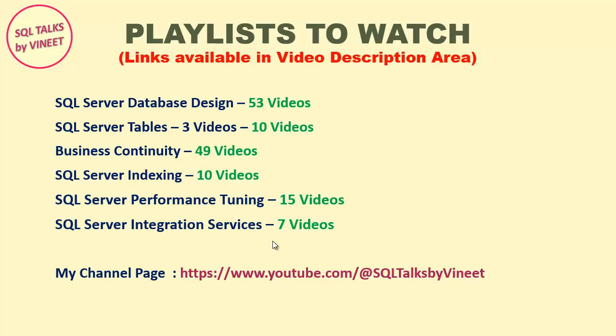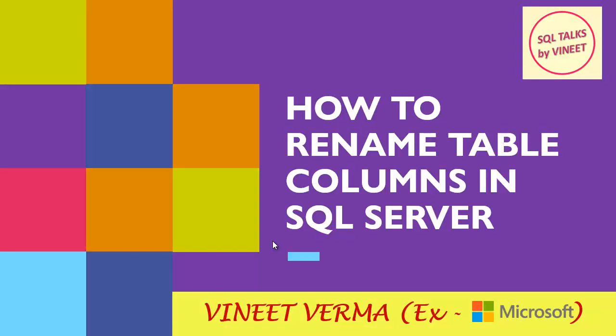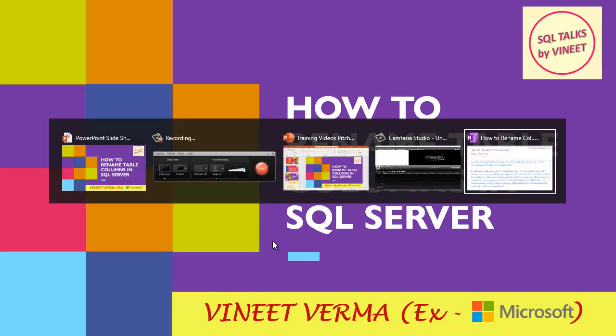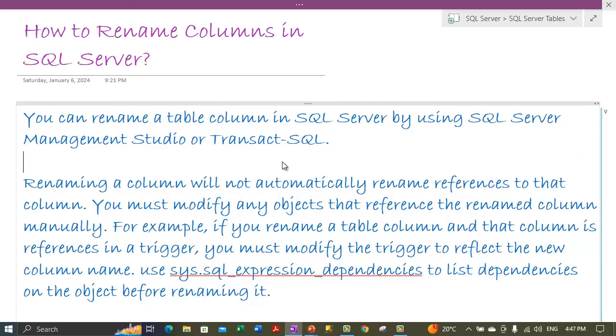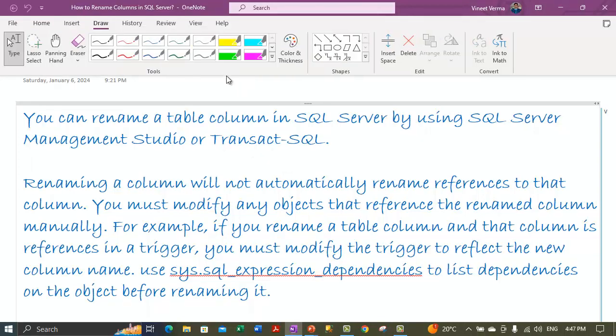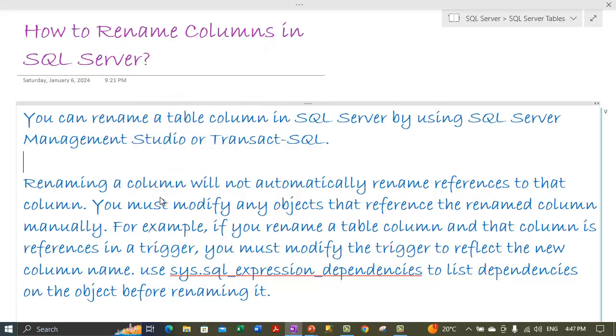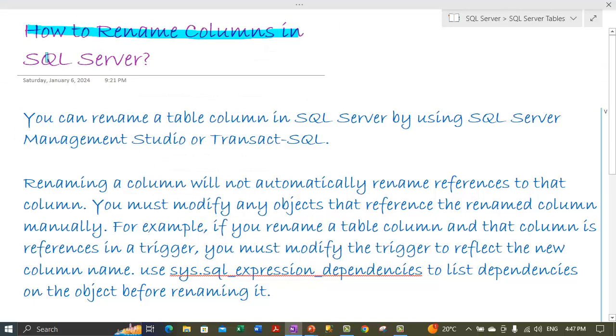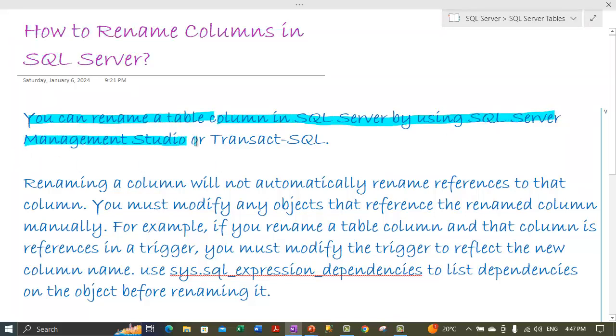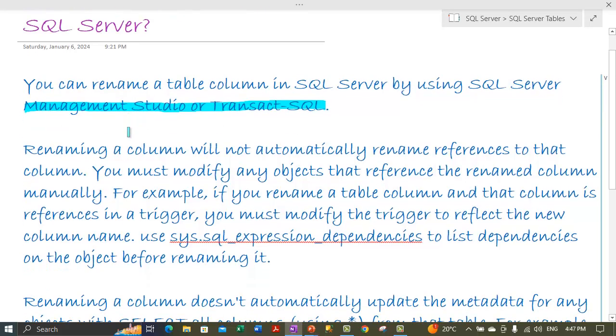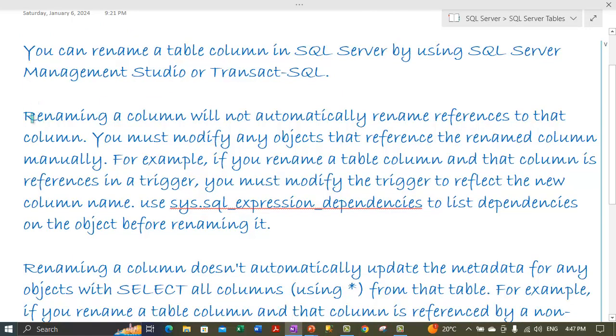So let's come back to today's topic, which is how you can rename a table column in SQL Server. Let's quickly go to the notes. Let me select the pen pointer. Now today's topic is how to rename columns in SQL Server. Let's go through some theory, which will be short. You can rename a table column in SQL Server by using SQL Server Management Studio or Transact-SQL. So there are two methods. Either you can use Management Studio to rename a table column, or you can use Transact-SQL statements.